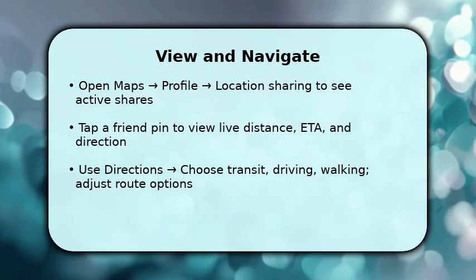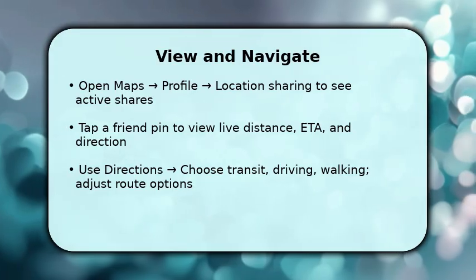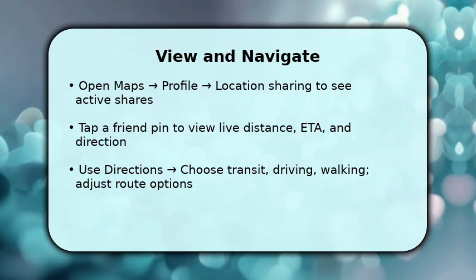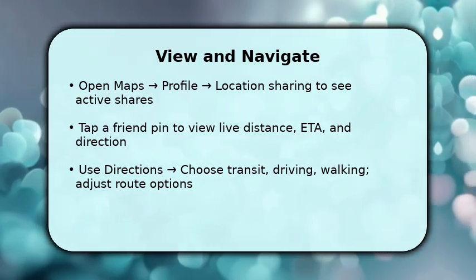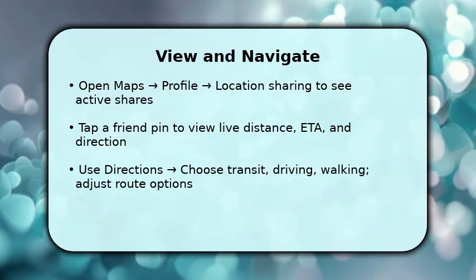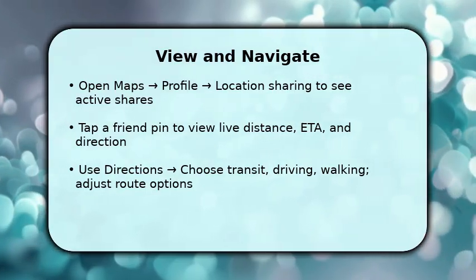Once the share is active, go back to Google Maps, tap your profile, and open Location Sharing to see all active friends. Tap a friend's pin to reveal live distance, estimated time of arrival, and a minute profile showing battery and last updated time. This helps you decide how to meet.